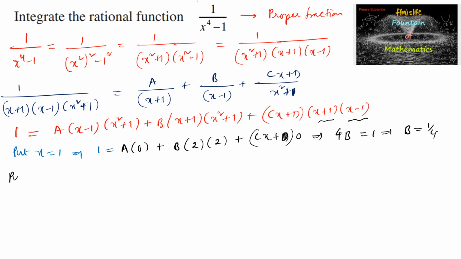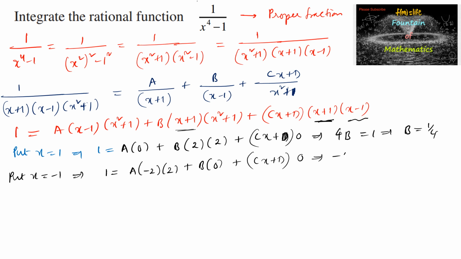Now put x is equal to minus 1. So we can write 1 is equal to a times of minus 1 minus 1, that is negative 2, and minus 1 whole square is 1, 1 plus 1, that is 2, and since x is equal to minus 1, x plus 1 is a factor, and here also x plus 1 is a factor, so the remaining two terms will be 0. So we can write negative 4a is equal to 1, which implies a is equal to minus 1 upon 4.